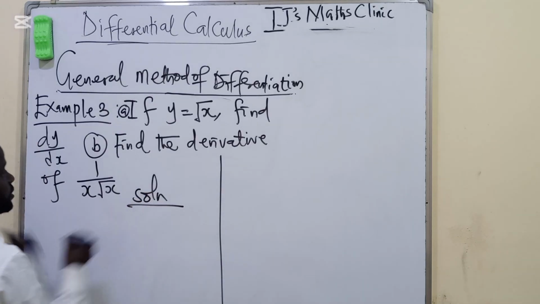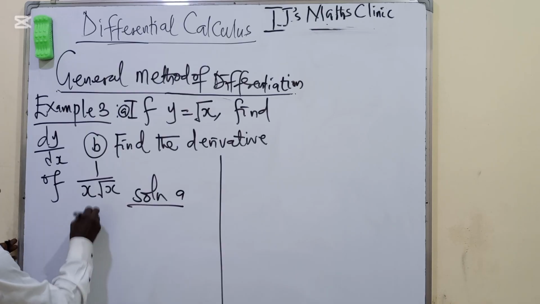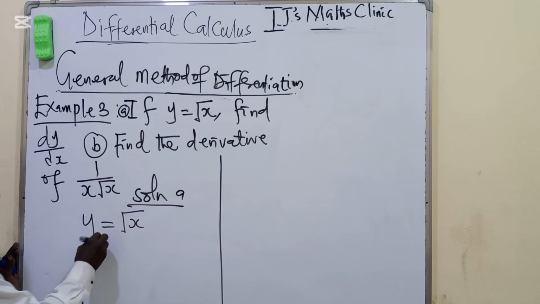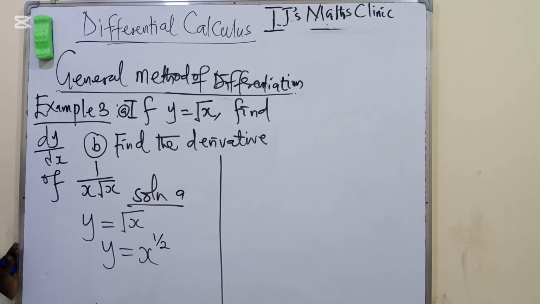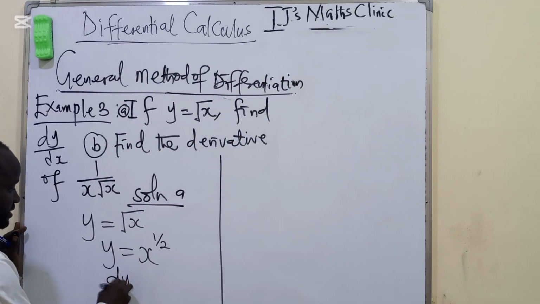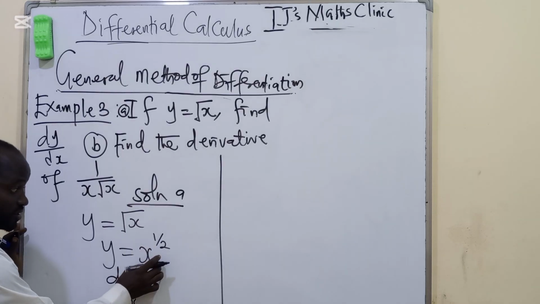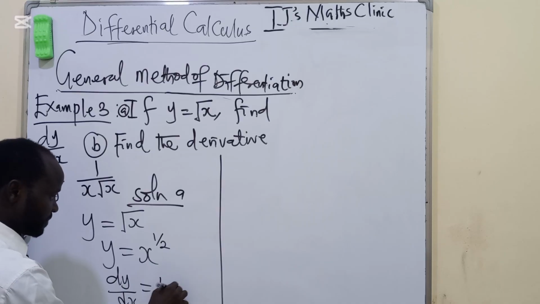We have our solution here to A now. We have y equals root x. We can write this as y equals x power half. Root x means x power half. Then we apply the general method. So dy by dx will now be equal to this half dropping down to multiply this x, and the power will reduce by 1. So this will now be half multiplied by x power half minus 1.